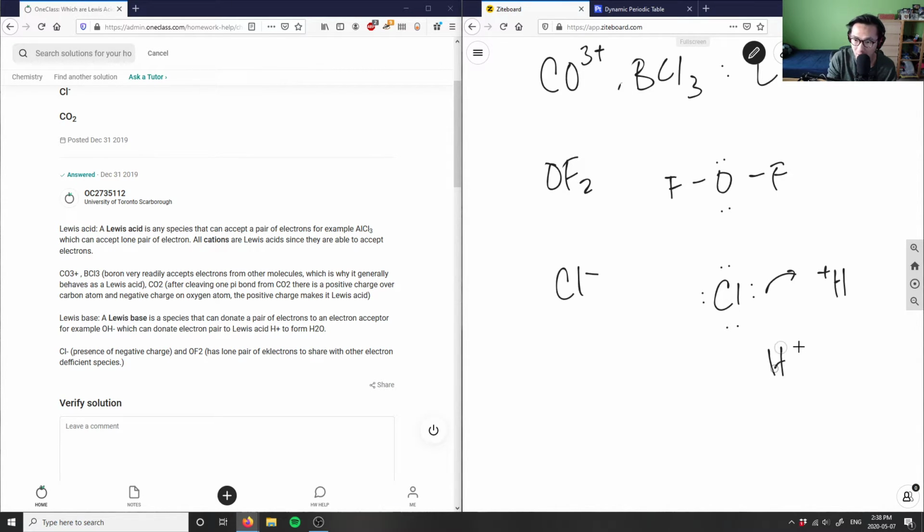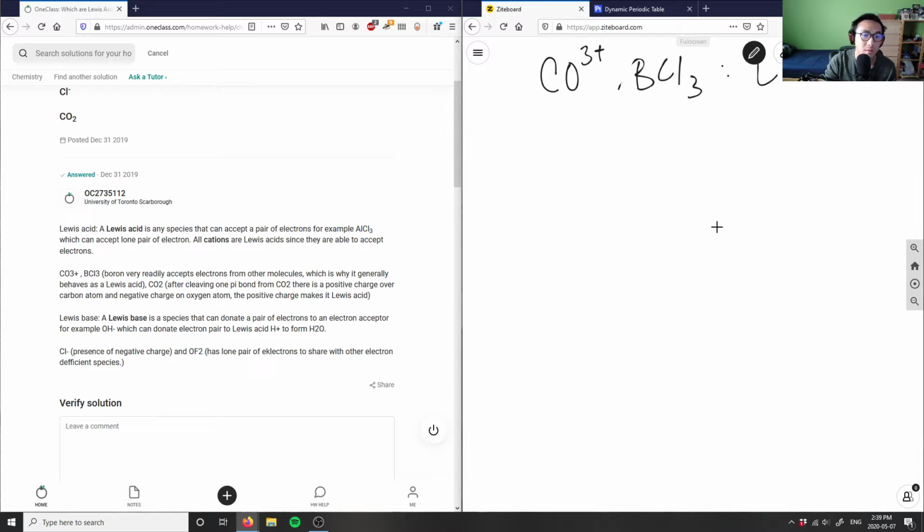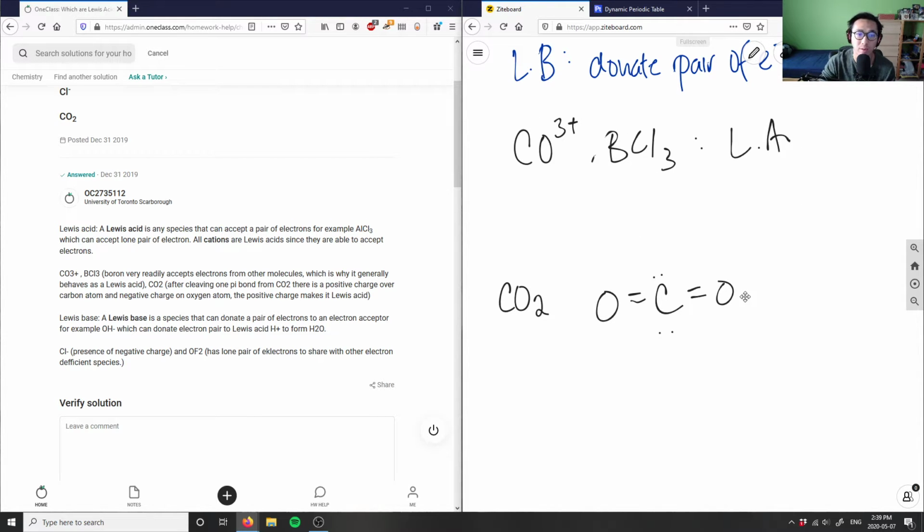I could donate this to make HCl, right? So again, chloride is a good conjugate base of HCl, which means therefore it's a Lewis base, right? So that's great. And then finally, I have CO2 here. If I look at the structure, again, I have lone pairs on carbon here. I have 2 lone pairs on carbon here, and obviously I can donate these electrons to somebody else, for me to create a base, right?